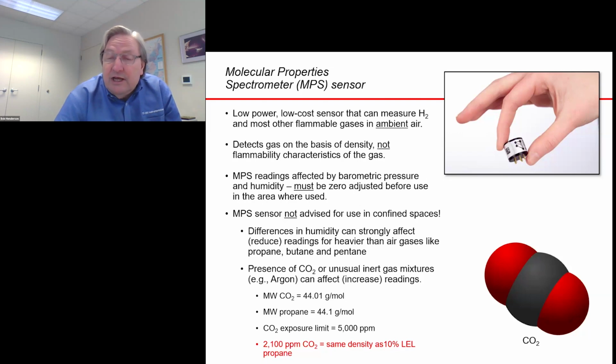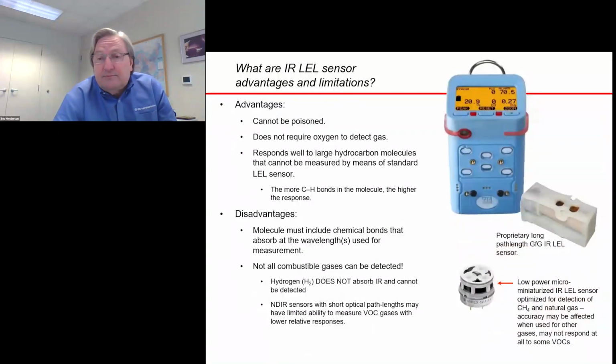In a confined space, it's easy to find a lot of carbon dioxide that comes from decomposition or exhaust gas. You can have carbon dioxide present from a bunch of different sources. Only 2,100 ppm of CO2 to this kind of sensor looks like 10% LEL, heavier than air combustible gas. So not recommended for use in a confined space, recommended for use outside of confined spaces.